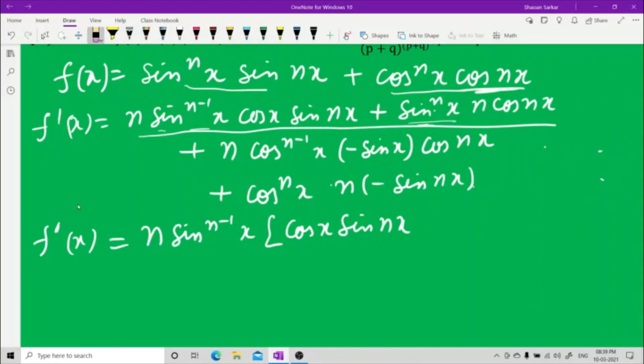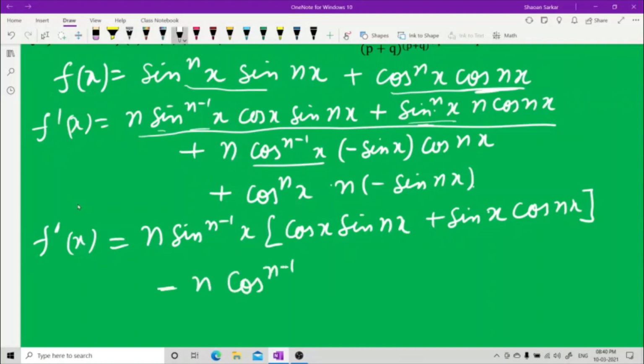Now you see one thing. From here, this will be sin x cos nx. In this, from here you take minus n cos^(n-1) x common. You have this as, see, sin x cos nx plus cos x sin nx.